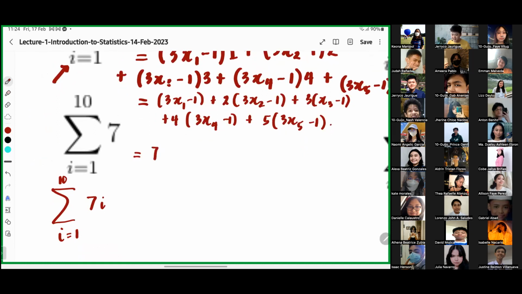Ngayon, ilang beses natin siya i-add? 10 times. Yeah, very well. 7 plus 7 plus 7, 4, 5, 6, 7, 8, 9, 10. So ganyan in full. Tama? When you want to write in full. Pag sobrang dami, of course, I will not ask you to write. Yung maximum na yung 10. But this is equivalent to 10 times 7.